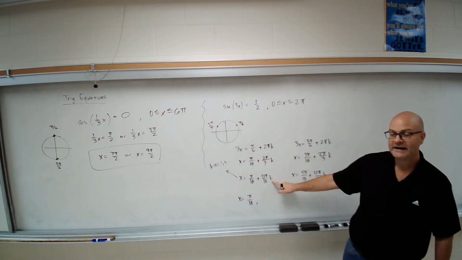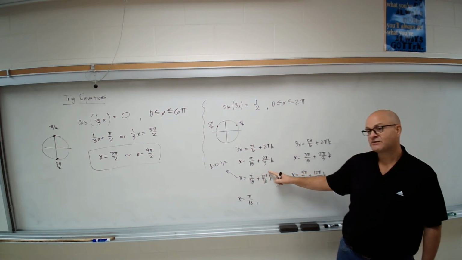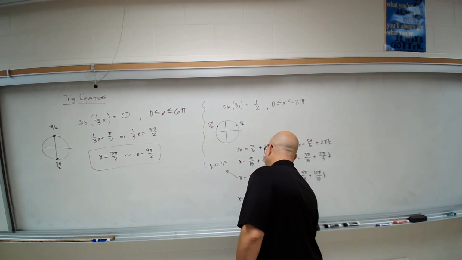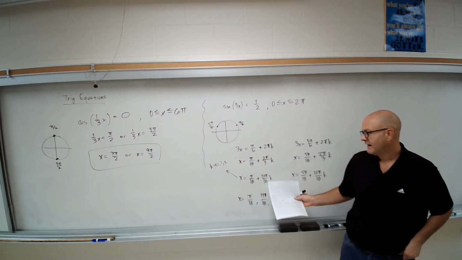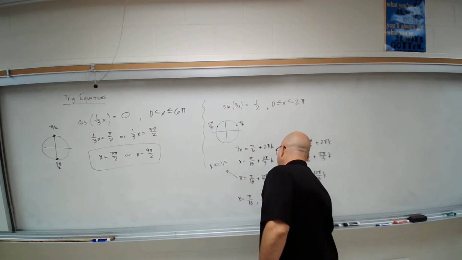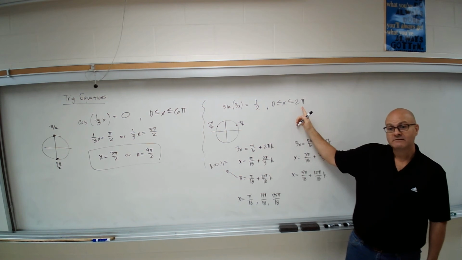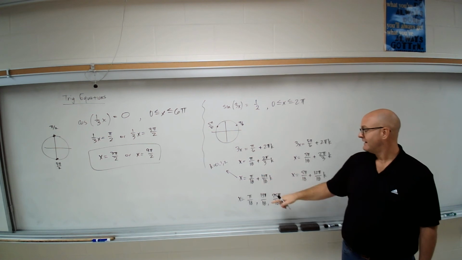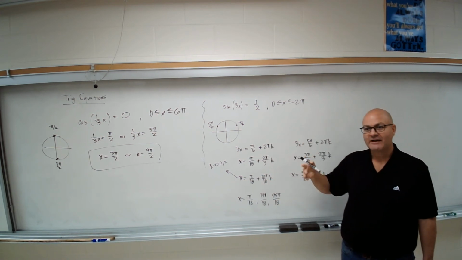But if we put 1 in here for k, you get pi over 18 plus 12 pi over 18, which is 13 pi over 18. If you put 2 in here for k, you get 24 pi over 18, which gives you 25 pi over 18, right, which is still smaller than 2 pi. But if you put 3 in here, you get 36 pi over 18. That gives you 37 pi over 18, which is too big. It's out of the interval.